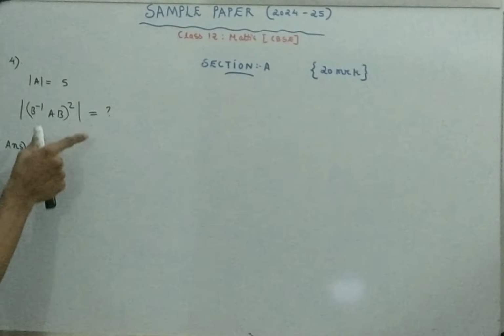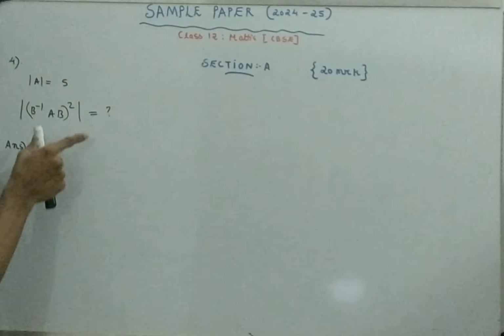Now over here, we can just separate out these determinant values. We can write it as determinant of B inverse into determinant of A into determinant of B, the whole square. We know this is a property of determinant. If it is determinant of A into B, if you remember, determinant of A into B can be written as determinant of A into determinant of B, isn't it? This same property we are using.